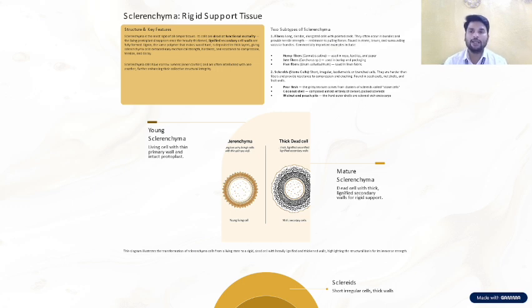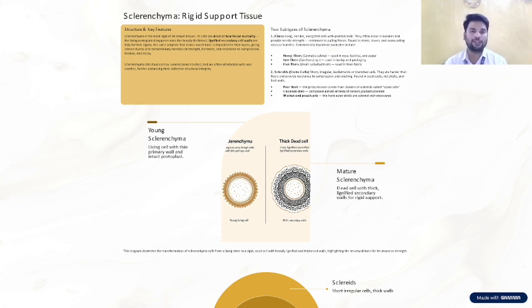and decay. Sclerenchyma cells have a narrow lumen, the inner cavity, and pits are rare. Cells are often interlocked with each other, further enhancing their collective structural integrity. There are basically two subtypes of sclerenchyma. The first one is the fiber and the second one is the sclereid, also known as stone cells.